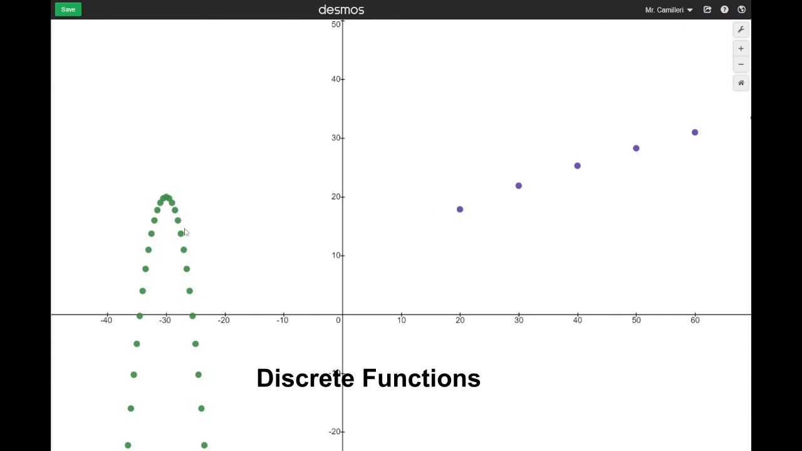However, there are gaps between the points on the function. We haven't just plotted some of the points of the function. We're saying that these are all the points on this function and that there are gaps between them. And for that reason, we call them discrete.